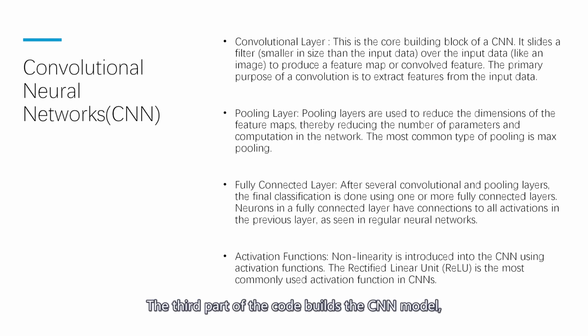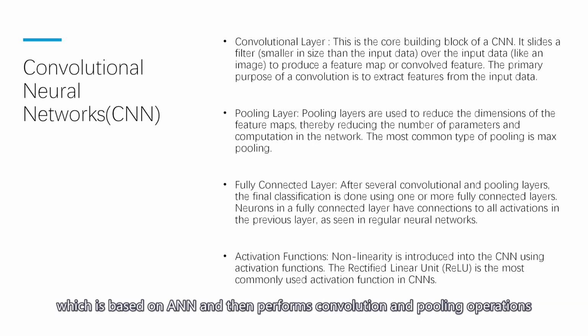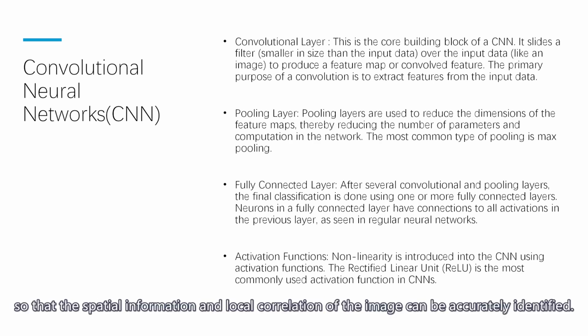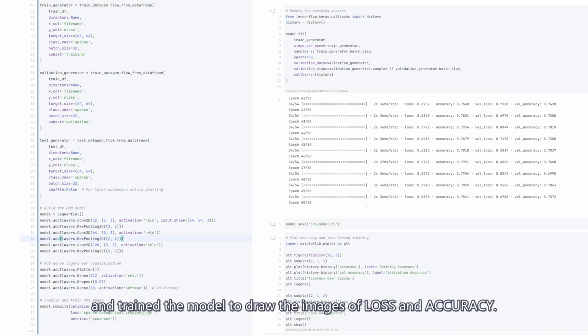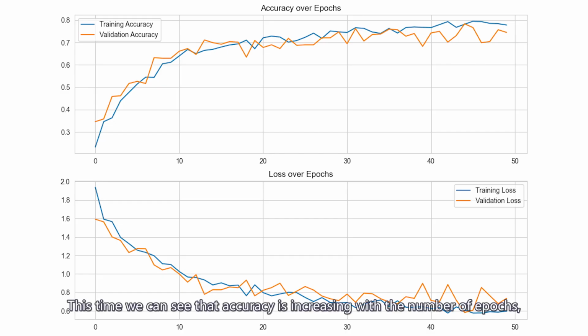The third part of the code builds the CNN model, which is based on ANN and then performs convolution and pooling operations so that the spatial information and the local correlation of the image can be accurately identified. In the code, we also divide the dataset and training set first, and then construct and train the model to draw the image of loss and accuracy. This time we can see that the accuracy is increasing with the number of epochs, while loss is decreasing with the number of epochs, indicating that our model is successful.